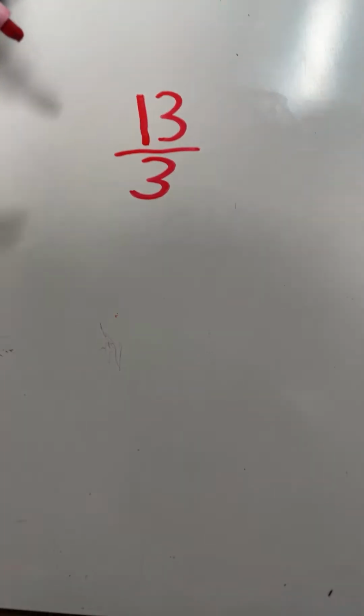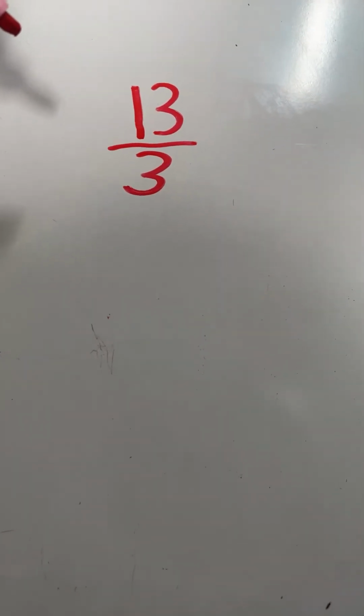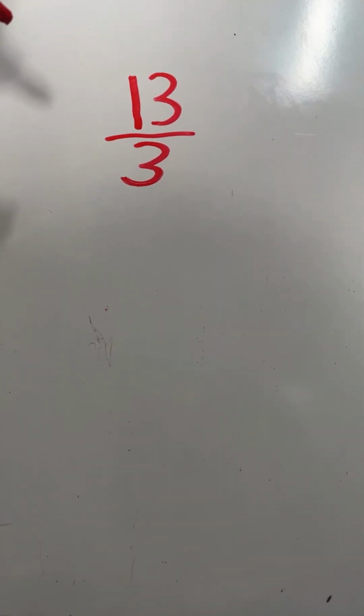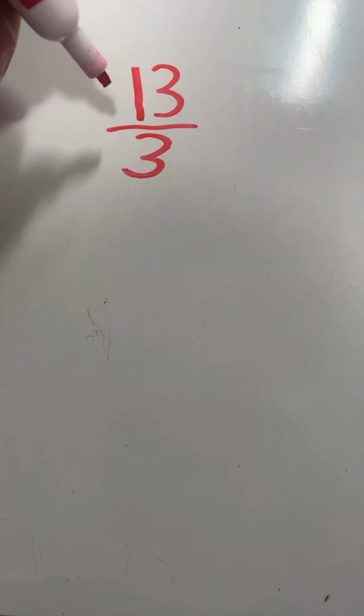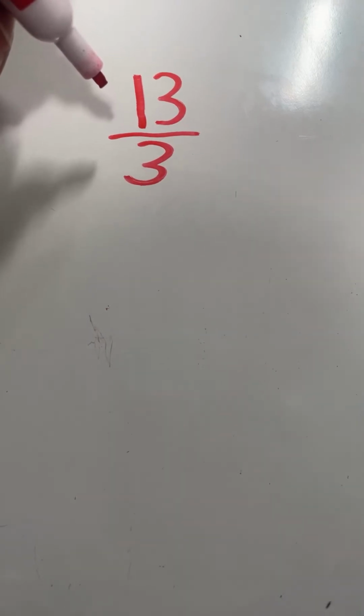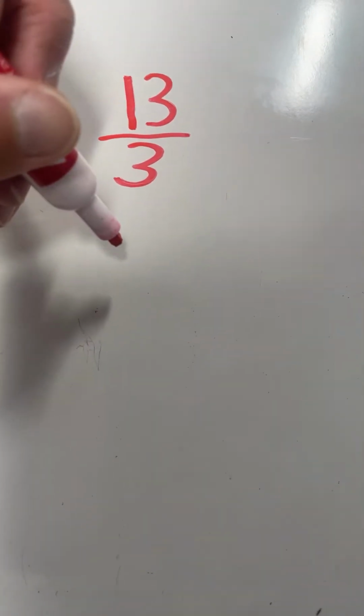13/3. So we have to figure out how many groups of 3 go into 13. So we are going to make 13 total tallies. We're going to make them in groups of 3. We have to figure out how many full groups of 3 we get. We got to see what our remainder is.